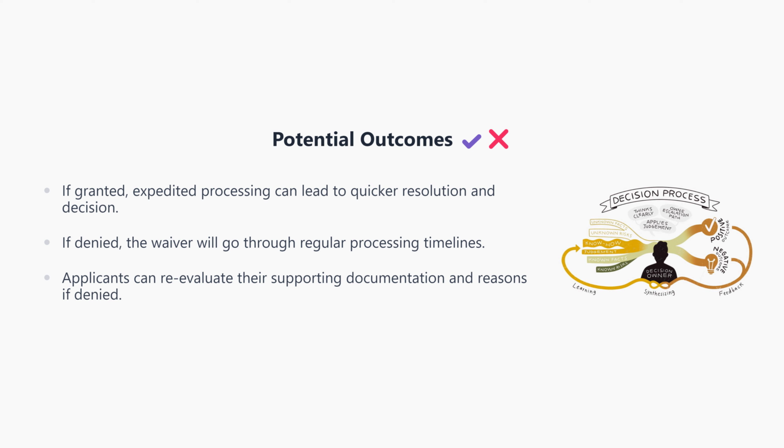If the expedited processing is denied, the application will continue through the regular processing timelines. Should a request be denied, applicants are advised to revisit their supporting documents and reasonings and consider whether additional information could be included to strengthen their case.